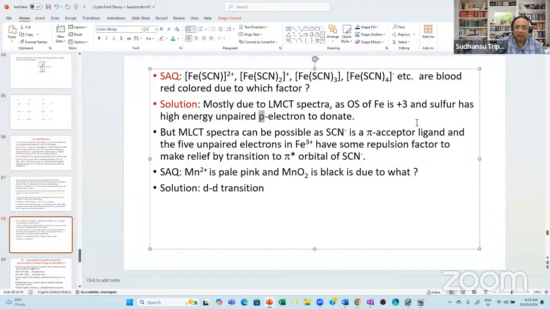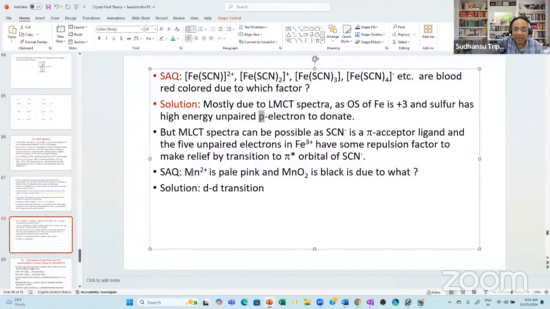LMCT. But since it has a pi acceptor property, you cannot ignore that MLCT is possible because there is a pi bond here in the structure of SCN. So LMCT and MLCT go together for such pi acceptor ligands, not for chlorido, bromido, oxido. The possibility of MLCT doesn't arise, only LMCT, not MLCT, because they do not have an antibonding orbital.